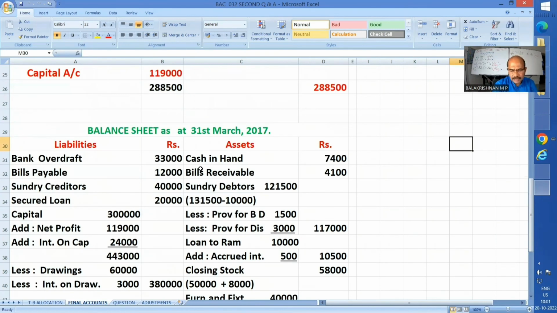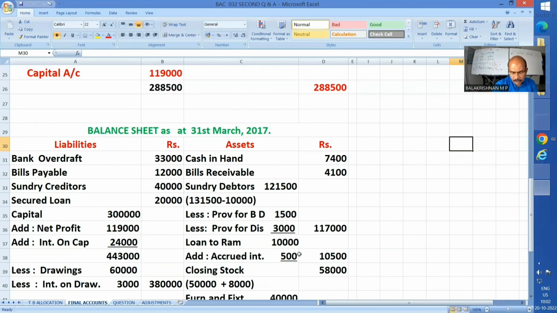Move to the asset side. Cash in hand as it is, bills receivable as it is, sundry debtors 1,31,500 is the given figure in the trial balance. However, that approval basis has reduced the debtors by 10,000, so it has come to 1,21,500. Let's do successive deductions. Provision for bad debt 1,500. Provision for discount 3,000, and this is the latest figure.